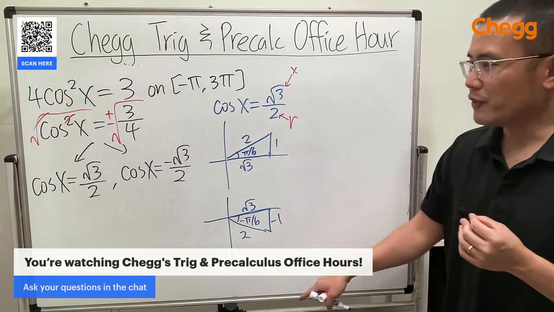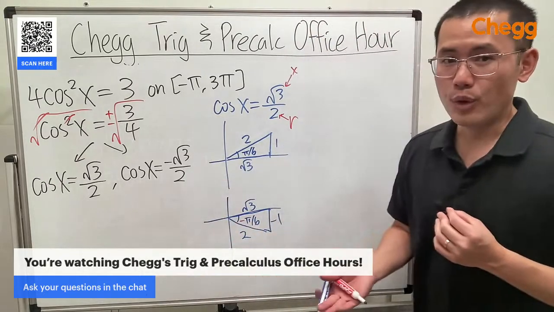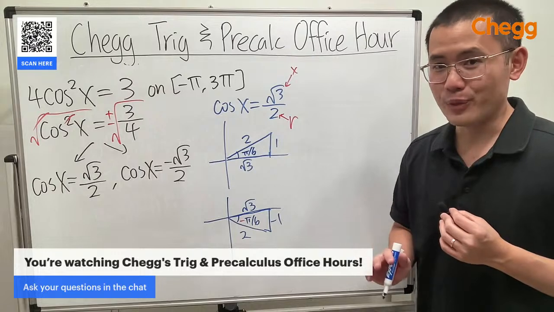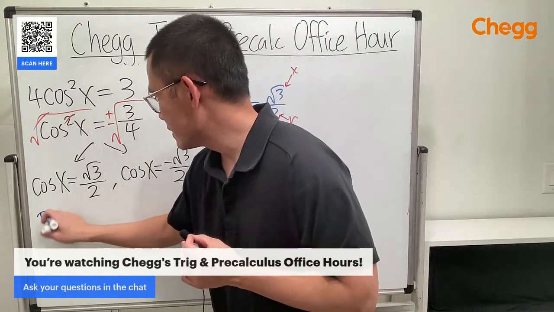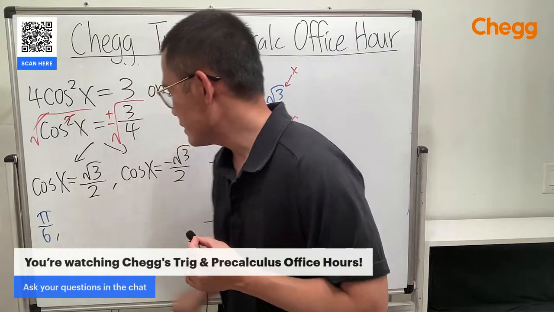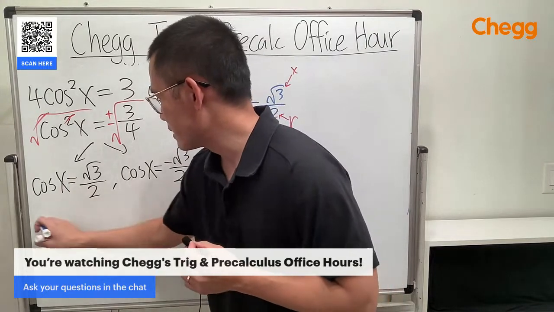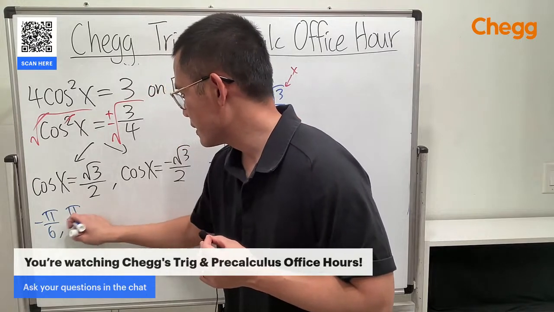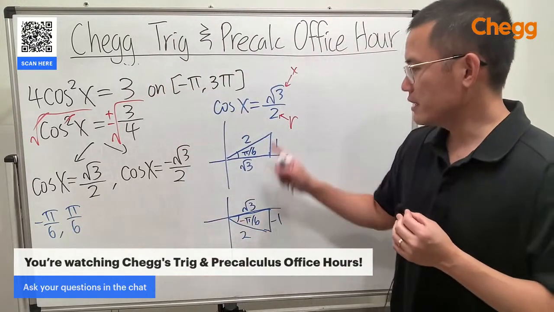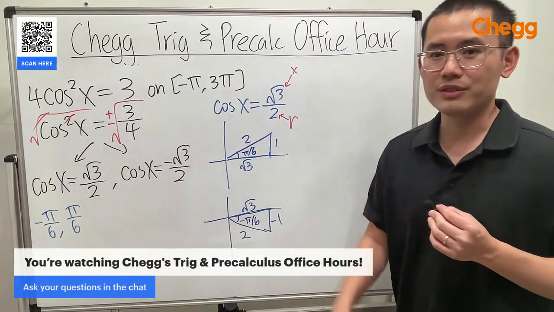All right, so we have 2 answers so far from here, but in fact, we will have more. Let me actually write this down first. So we have pi over 6, and then let's put it from the smallest to the biggest. Negative pi over 6 and then pi over 6. So 2 answers so far.